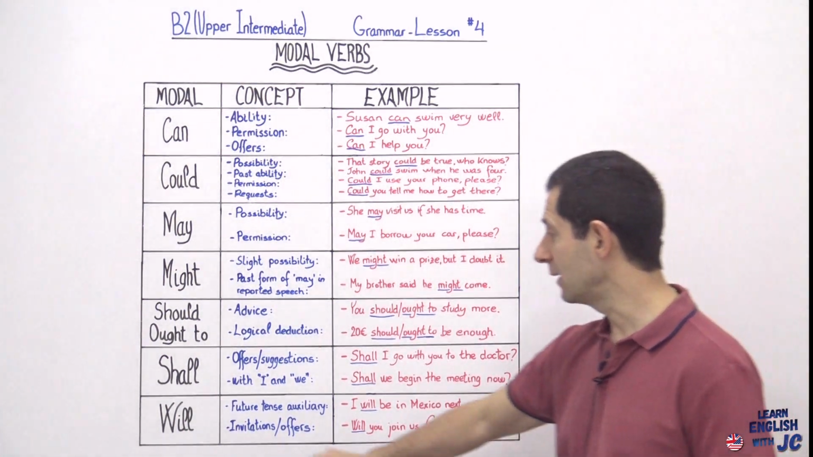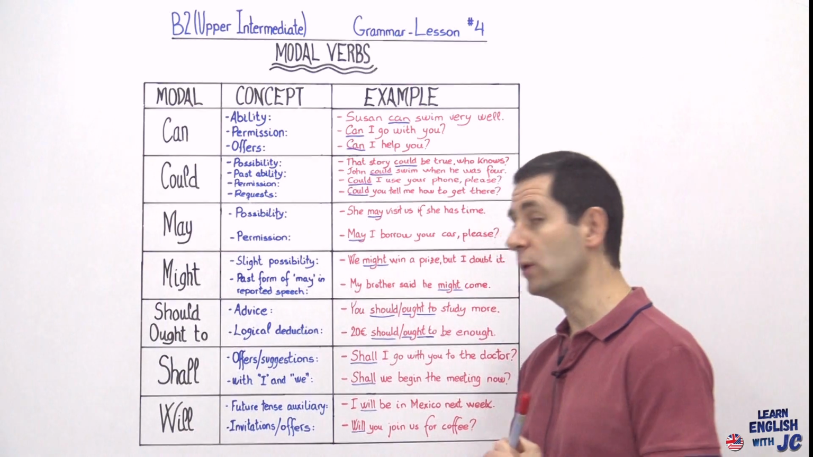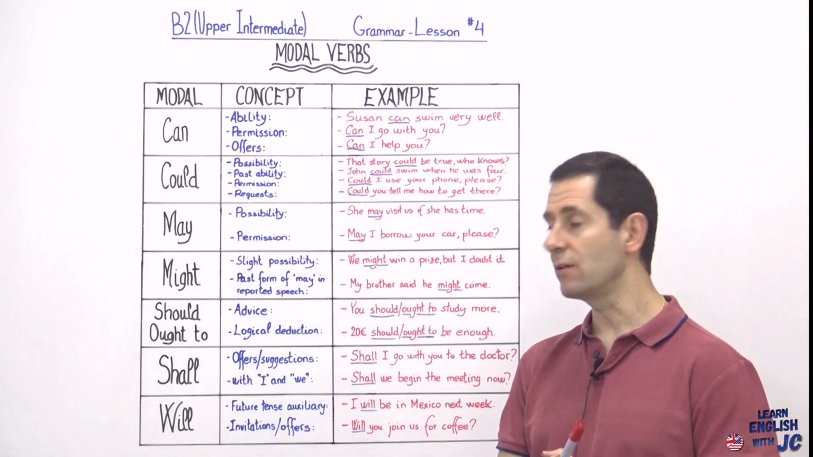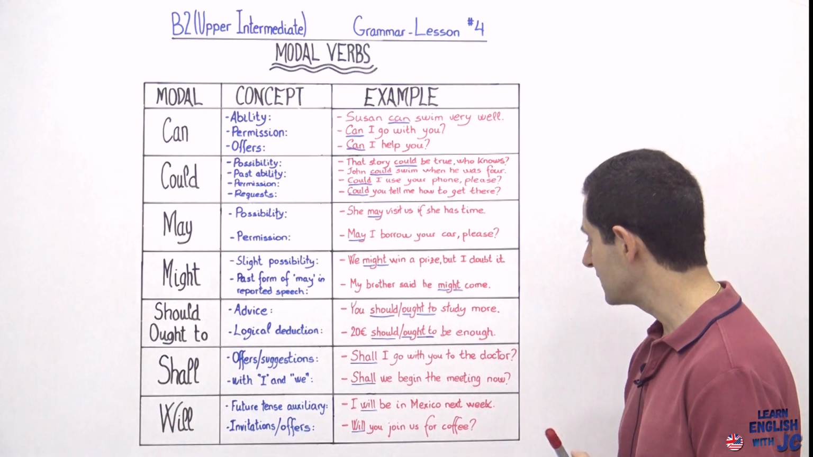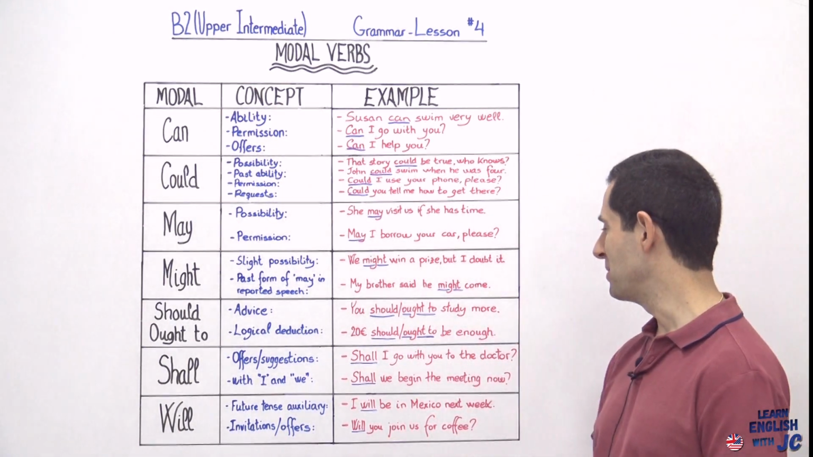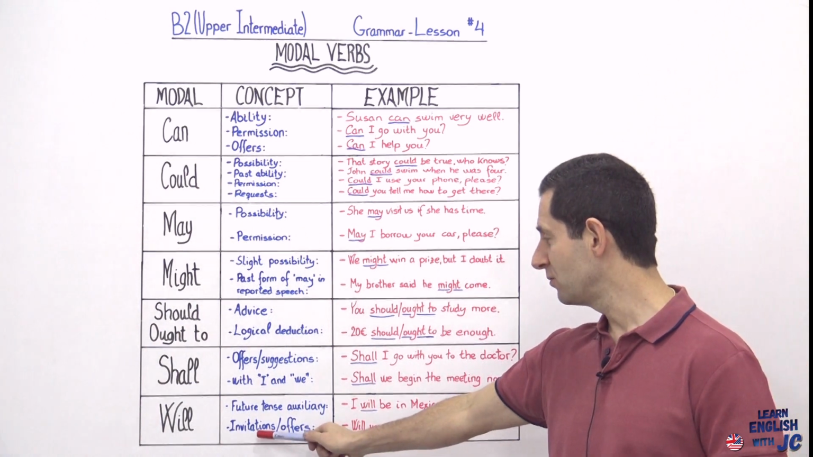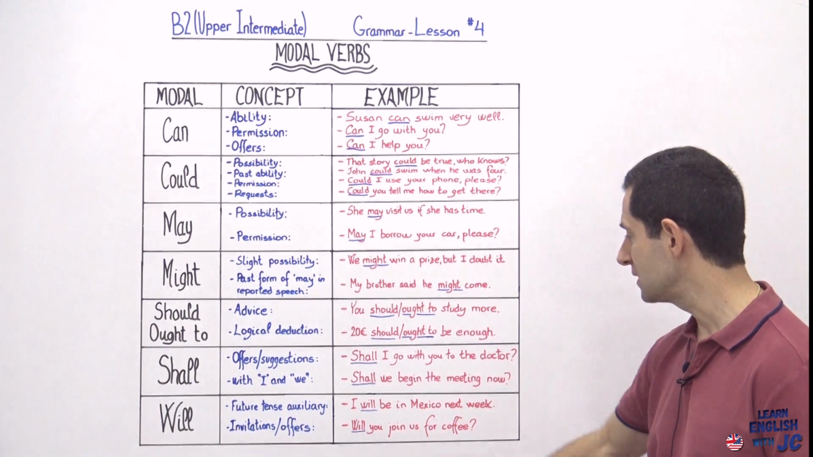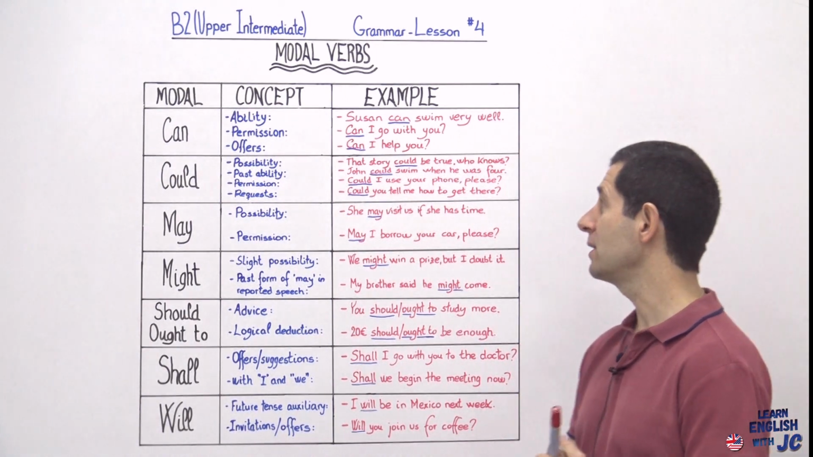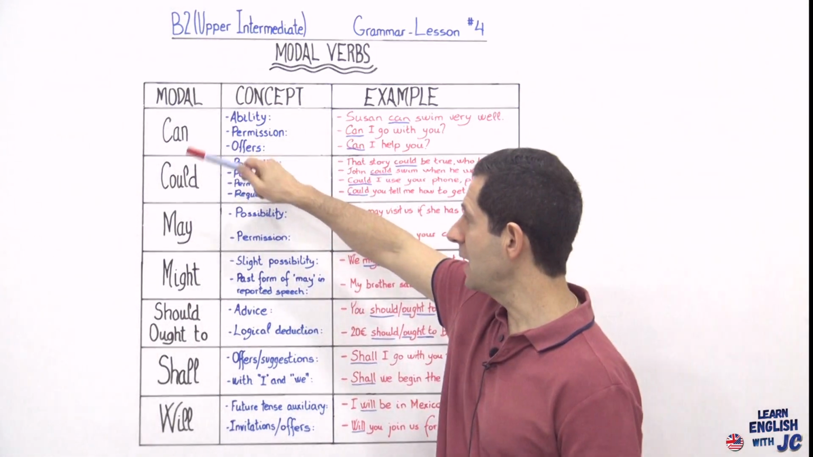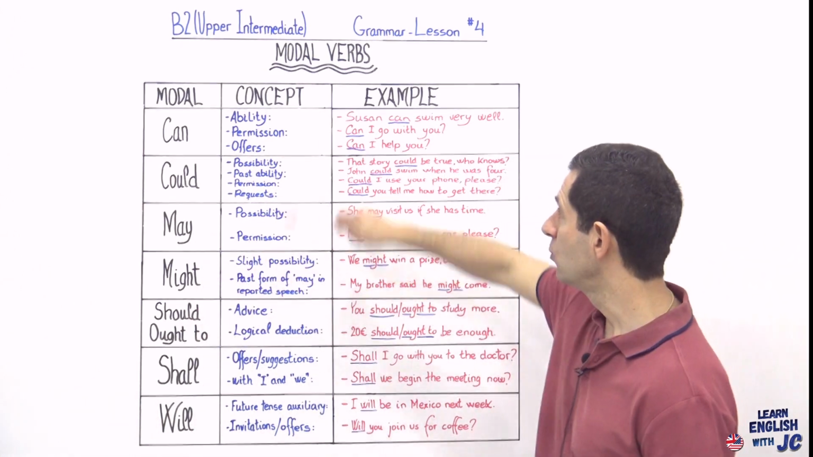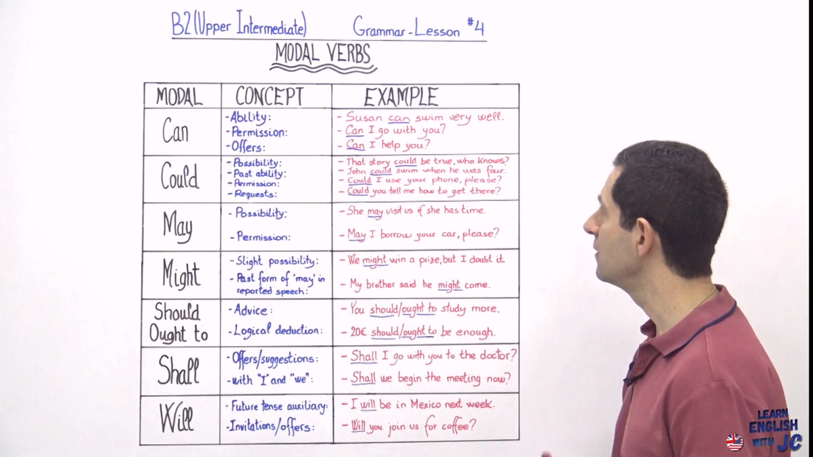All right. And finally, last but not least, will. Will is used for future tense, as a future tense auxiliary. For instance, I will be in Mexico next week. That is not true, it's just a sentence. Or also used for invitations and offers. For instance, will you join us for coffee? So there you have it, the modal verbs: can, could, may, might, should and ought to, shall, and will, with their uses and their examples.